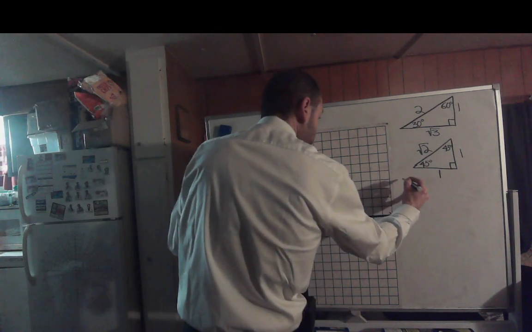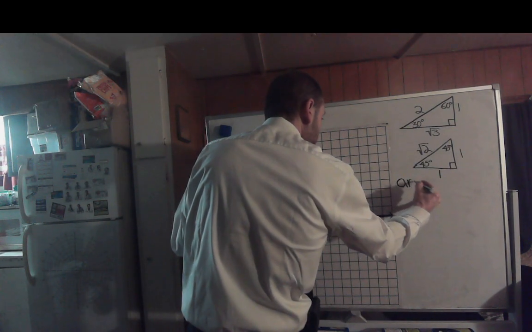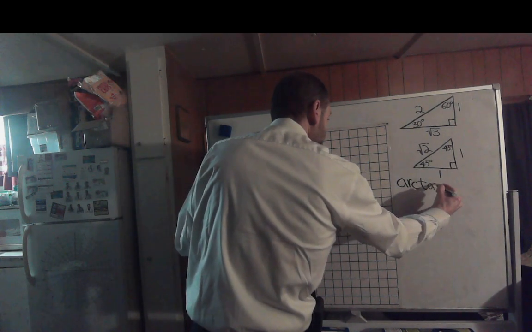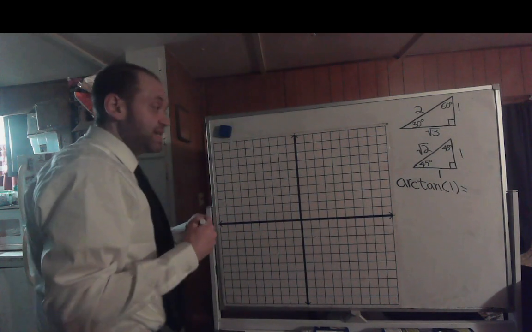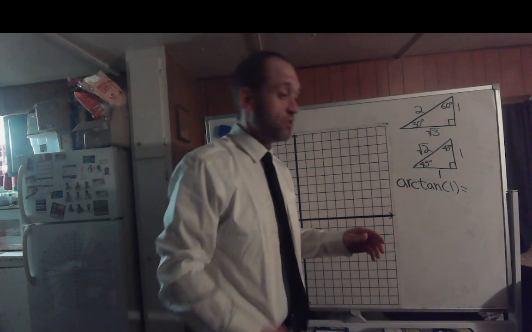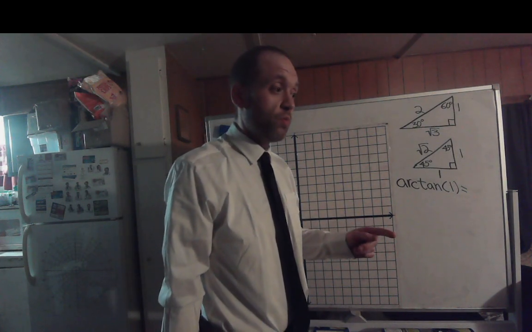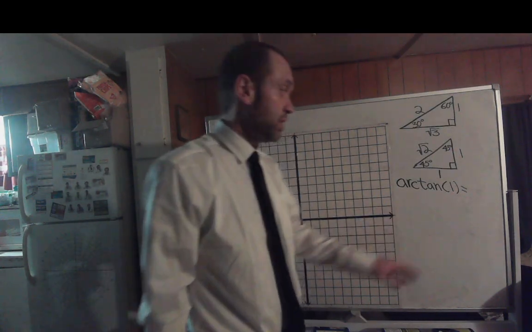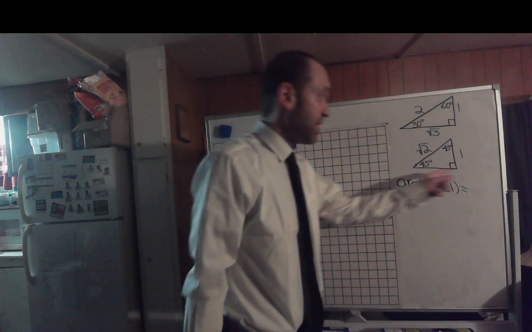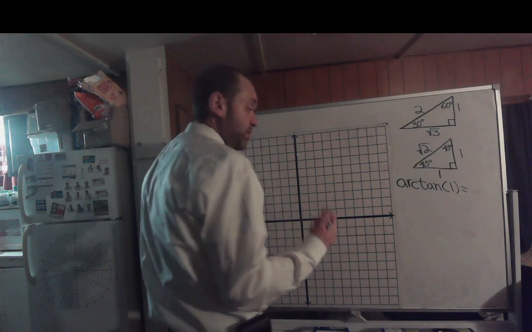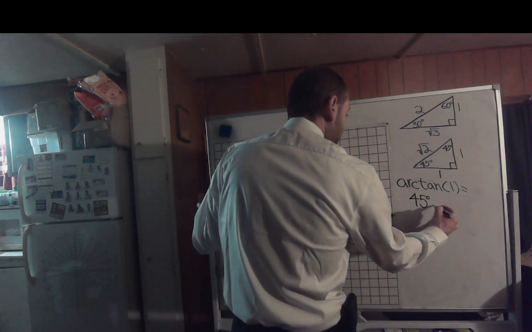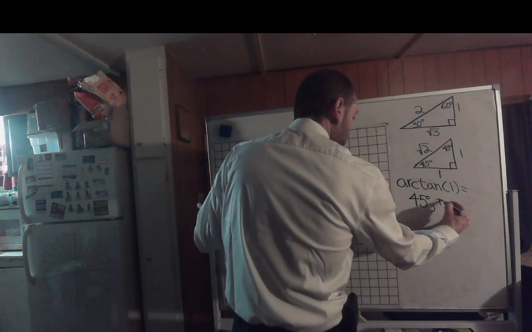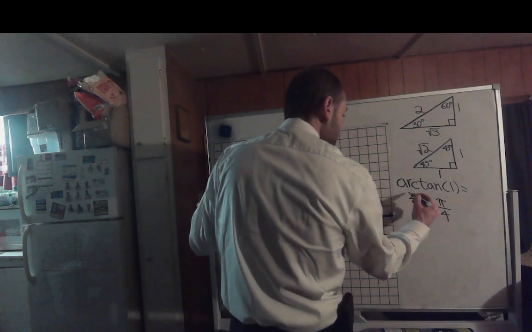The arc tangent of 1. We're looking for the arc tangent of 1, which is going to be asking you the tangent of what angle gives you a tangent of 1. If you look at your 45, 45, 90 triangle, you have it right there. So your answer is going to be 45 degrees or pi over 4 radians. That would be your answer to the arc tangent of 1.